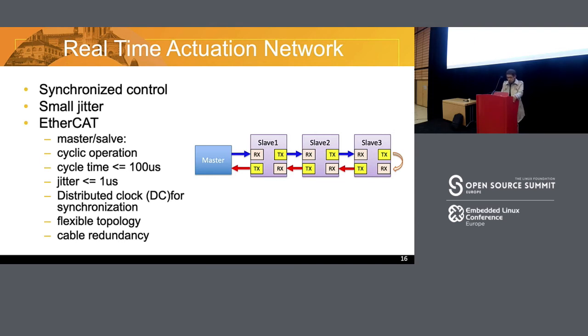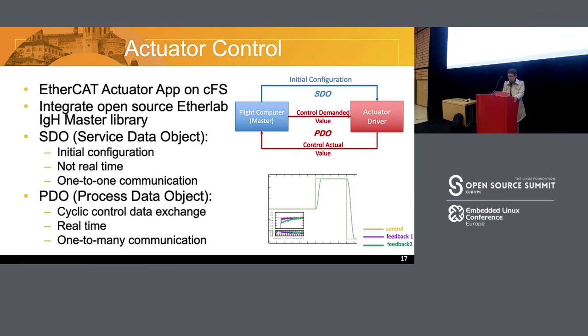For the actuations, we use the EtherCAT as the real-time actuation network. It is a master and slave architecture with cyclic operation. In this network, it could guarantee the latency and the cycle time will be low in transmission. Besides, it also provides the distributed clock to synchronize all the devices on this network. So we will integrate the EtherLab IGH master as our actuation application on CFS.